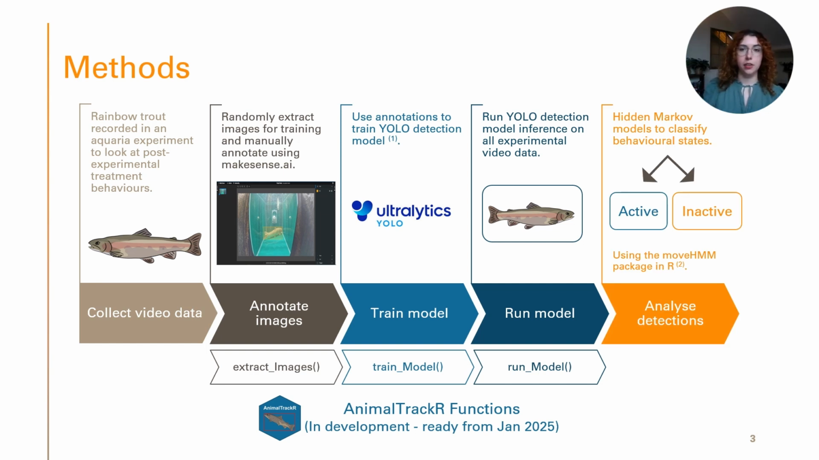The difference in location, dimensions, and shape of consecutive bounding box detections can be used to describe the movement of the fish. In this case, we used hidden Markov models to classify fish behavior into active and inactive states using the distance between consecutive bounding box centroids with the moveHMM package in R.